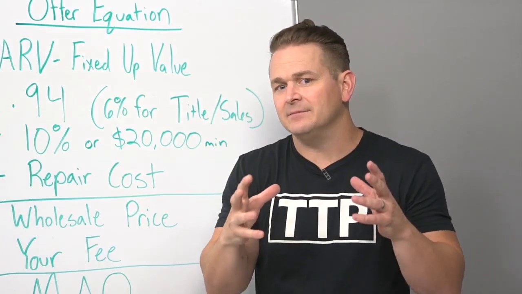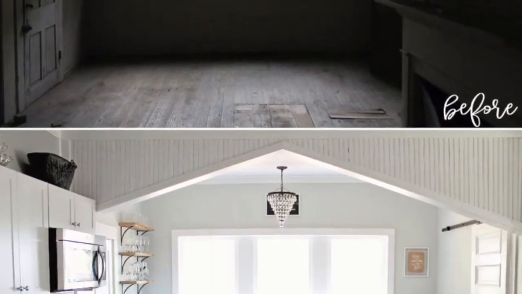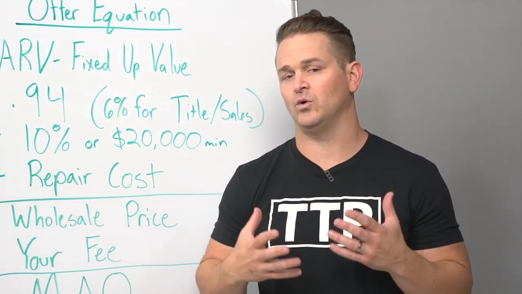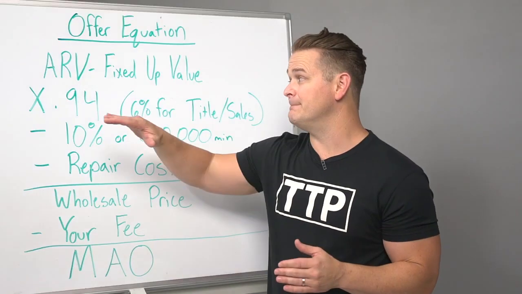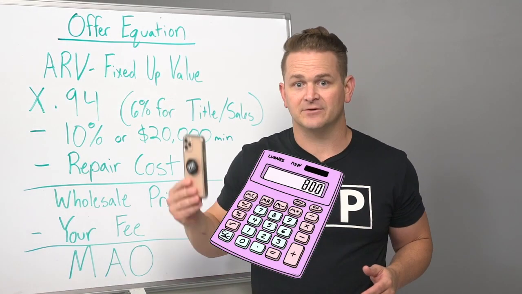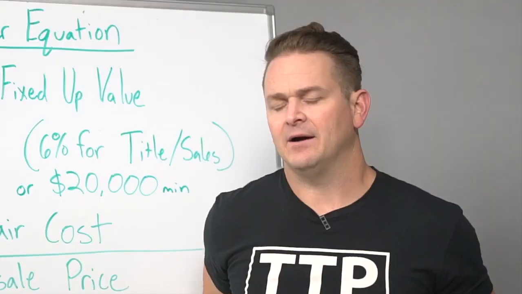Just find the best properties that are totally renovated and what they are selling for that are similar to the property that you're looking to either purchase or wholesale. So you've got the ARV. Now the next thing I want you to do is get out your phone, get out your calculator, and multiply that by 0.94. Now, why am I doing that?